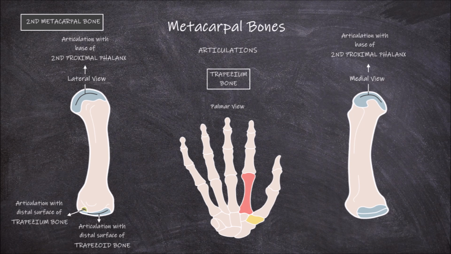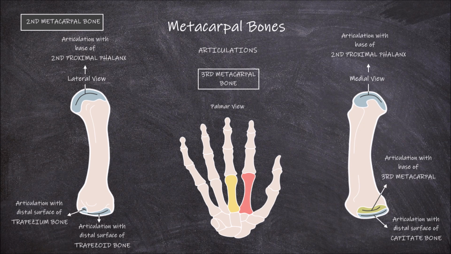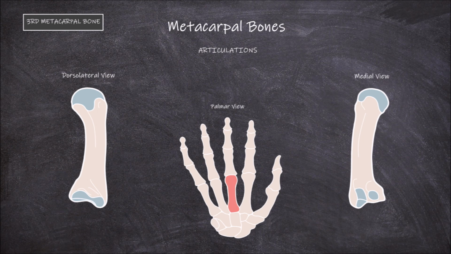The fourth articulation is with the capitate bone. A facet on the medial surface of the base of the second metacarpal articulates with the facet on the distal surface of the capitate bone. The fifth and final articulation is with the third metacarpal bone. The other facet on the medial surface of the base of the second metacarpal articulates with the facet on the lateral side of the base of the third metacarpal bone. Let's now move on to the third metacarpal bone.